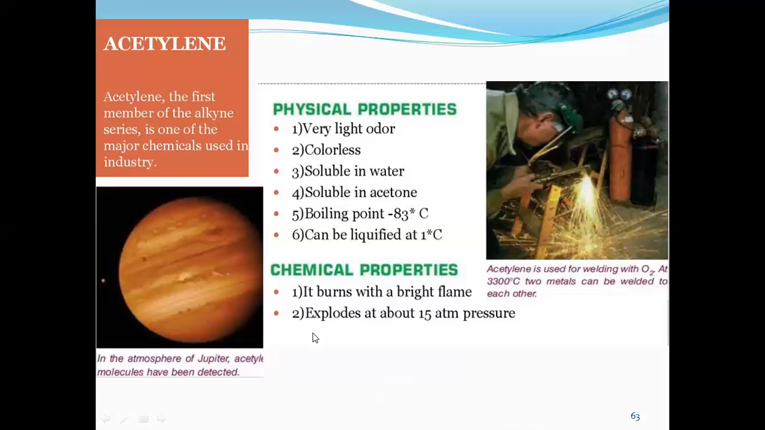Among chemical properties, we can find that it burns with a bright flame, and it explodes at about 15 atmosphere pressure. So these are simple properties which acetylene has, and being the first member, it's the simplest alkyne. So that's all for today's lecture, and by this lecture we have finished our discussion on the alkynes, and we finished our module number 1.